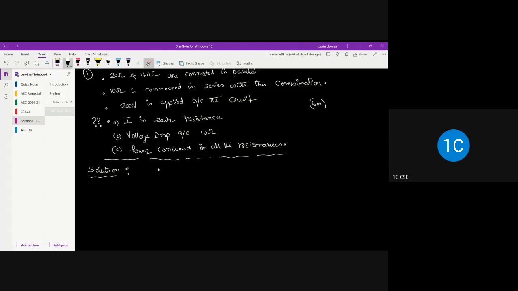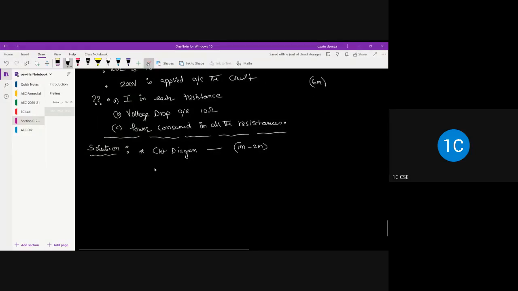because this particular problem may come for, let's say, 6 marks, in which the circuit diagram will carry 1 to 2 marks. So please draw the circuit diagram from the problem statement. And the solution will carry the remaining 4 marks.